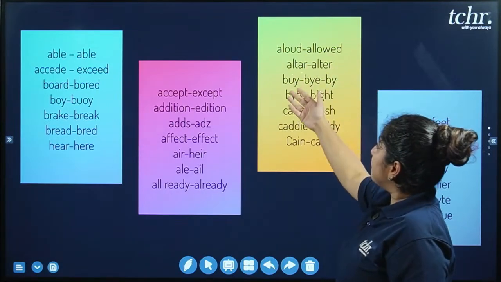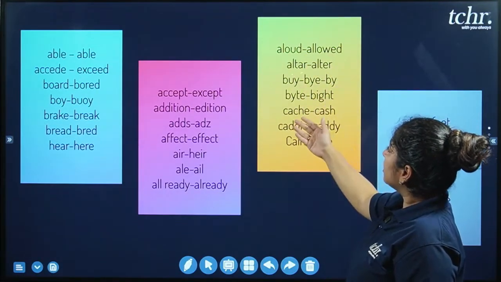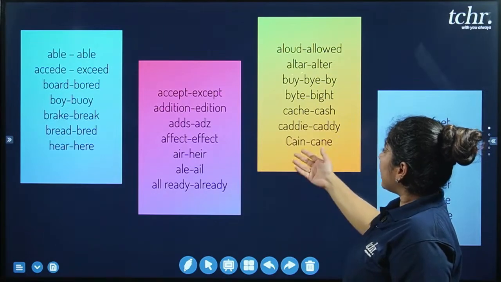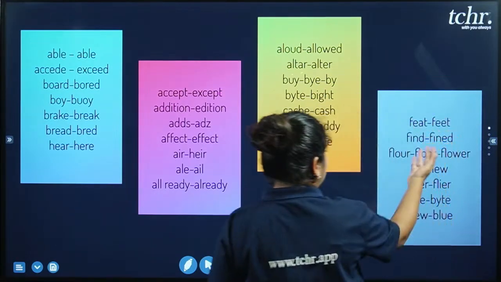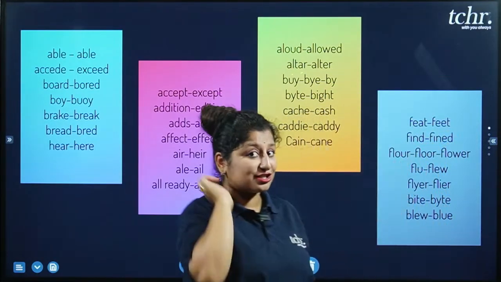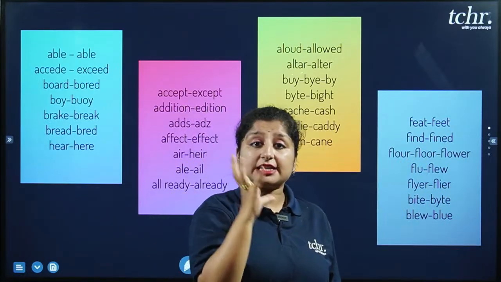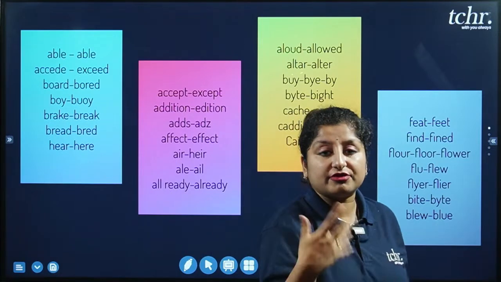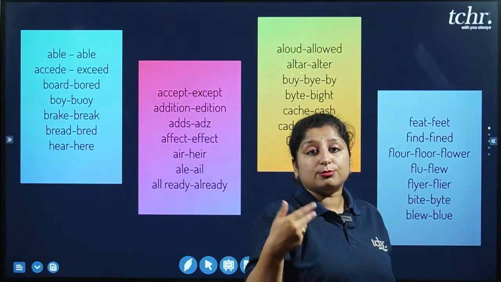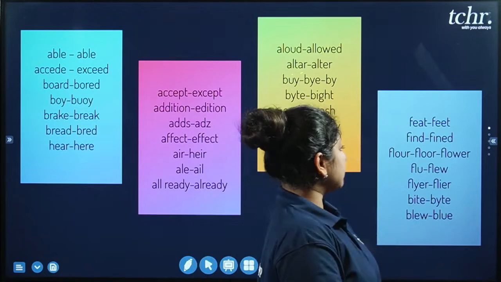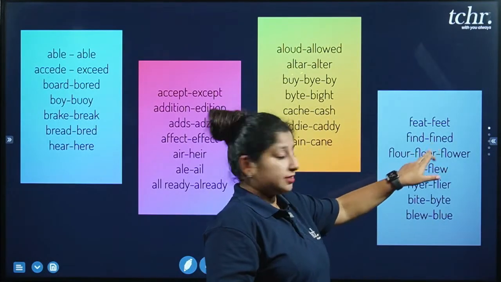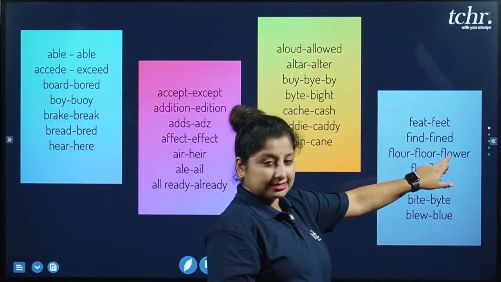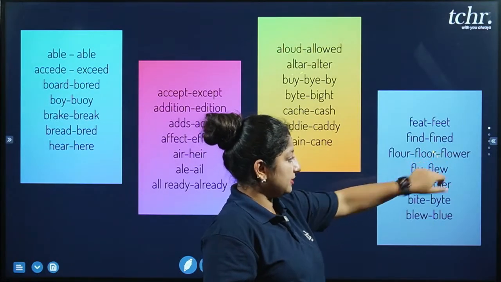And alter, buy, bite, cage, cash, cane, and then feet, find, and find. This is also very important. These are the objects that was fined. We were fined for playing loud music. So this was also asked. And flaw, this we will come across an example with this.